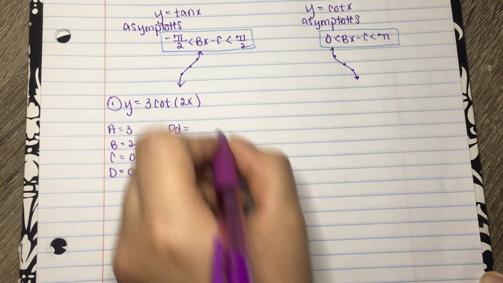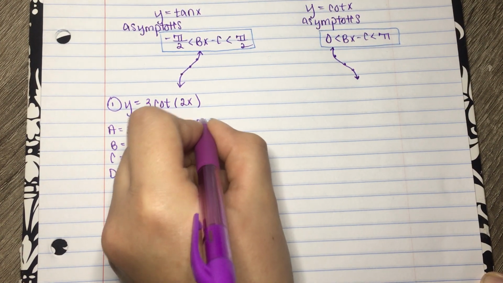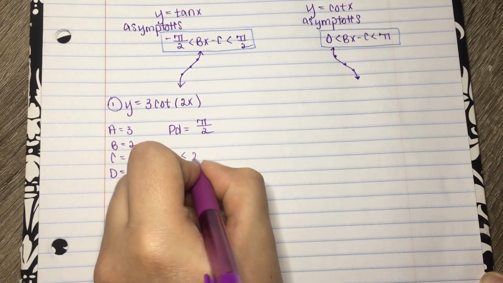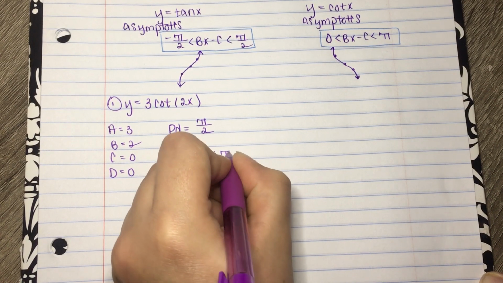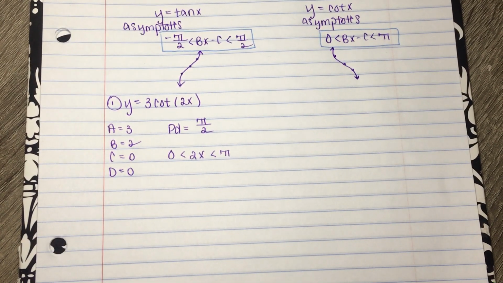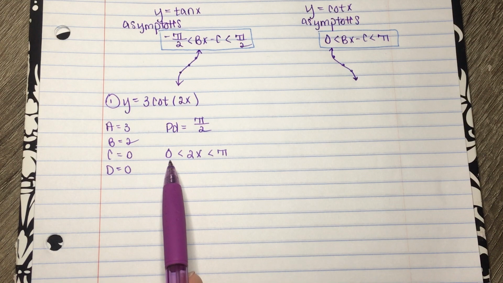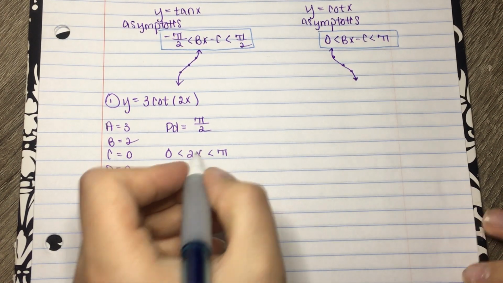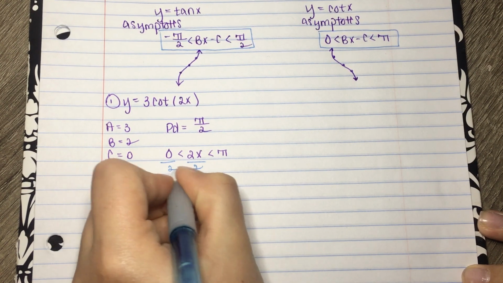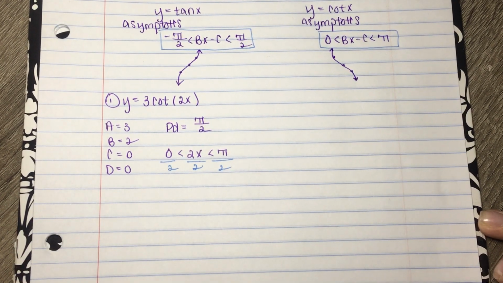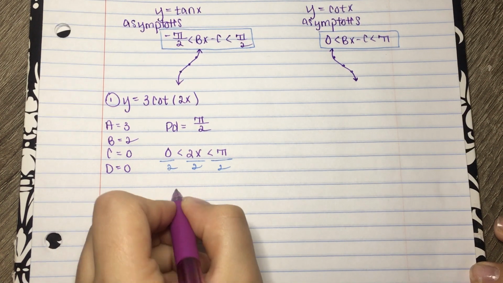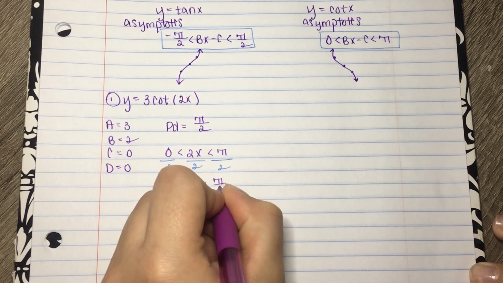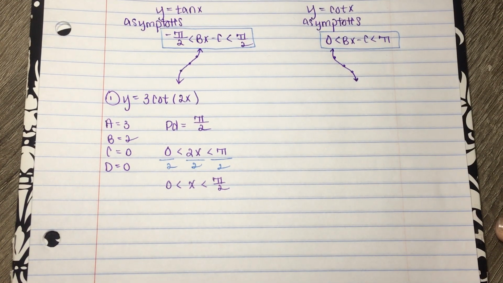All right, our period is still pi over b, so pi, and our b here is 2. Now when we're looking at those asymptotes, they are in a different place than the tangent graph. It's from 0 to pi. So this is going to be my starting point, and this is going to be my end point for one period. Keeping in mind that you have to solve for that x in the middle, here I have to divide by 2, on both sides of that compound inequality. That leaves me with just my x in the middle, and we can see that this function is going between 0 and pi over 2.